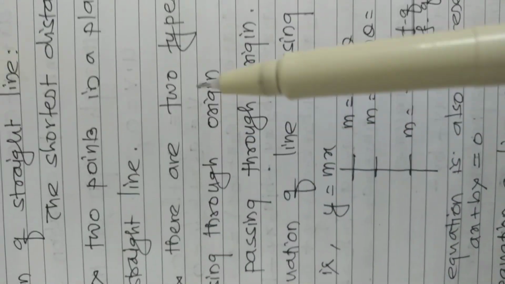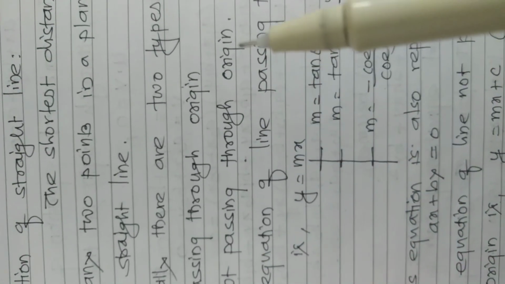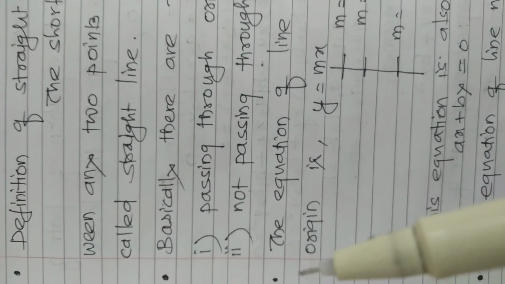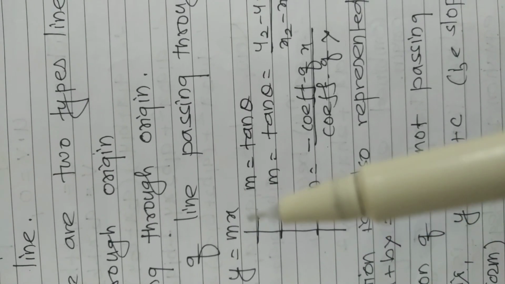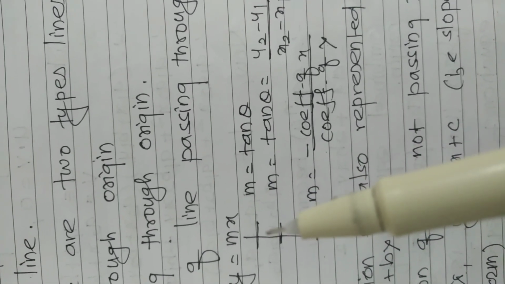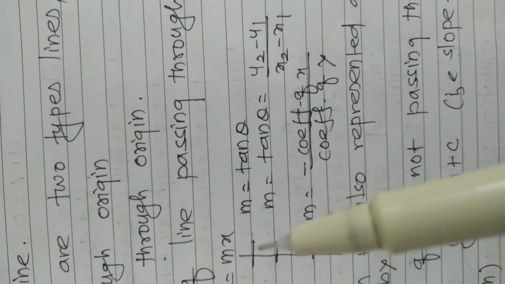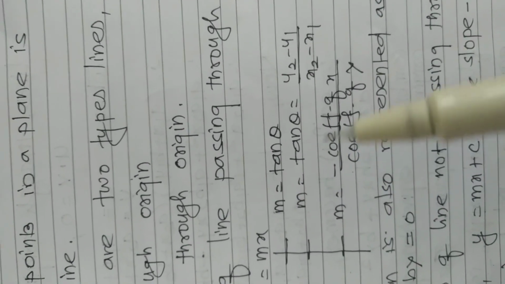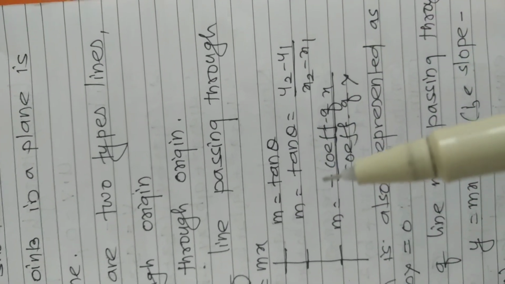So basically there are two types of lines. First one passing through the origin and next one not passing through the origin. As we consider the equation of a line passing through the origin, it is y equals mx. As far as y equals mx is concerned, m we call the slope of that tangent. In detail, we have already considered the slope of a line in applications of derivative.